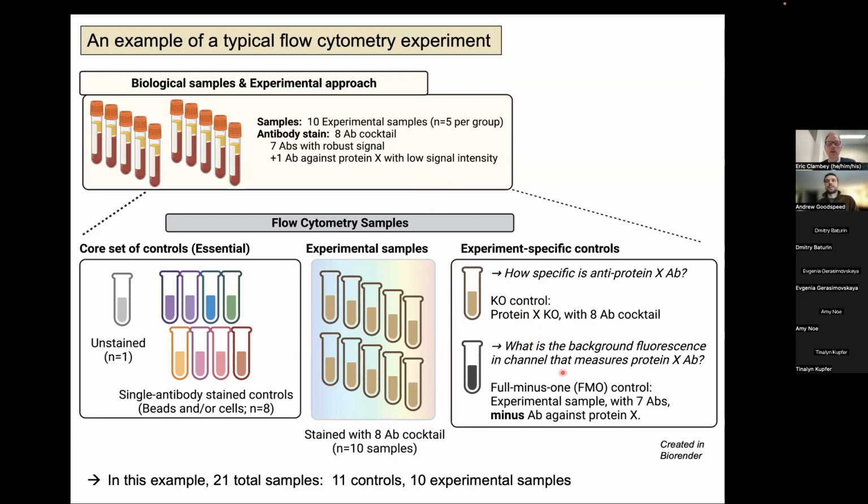It's also frequently important to measure the background fluorescence in a channel that measures, in this case, protein X. And so a common practice is to use what's called a full minus one, or an FMO control, in which you have an experimental sample with 7 antibodies, but you've removed specifically an antibody against protein X. Okay, so in total, in this example, where there are 10 experimental samples using 8 antibodies, you would have 11 controls and 10 experimental samples.